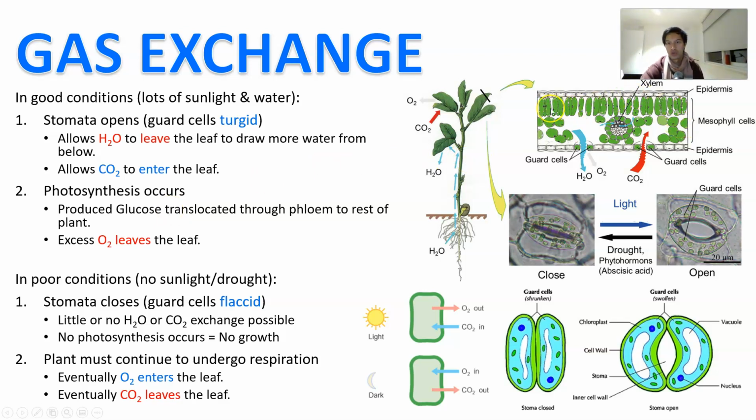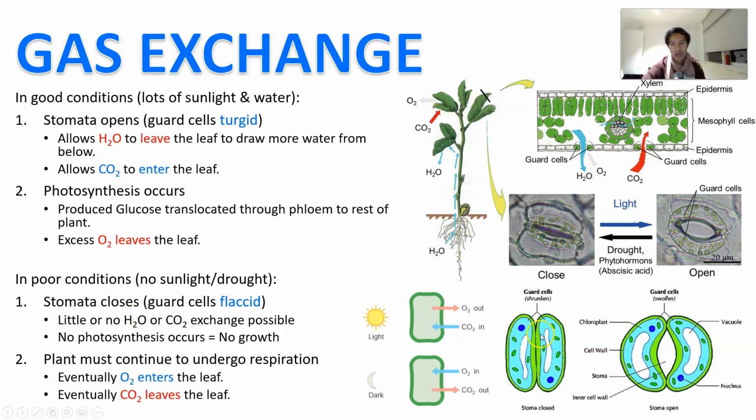So the glucose produced by these cells here is going to be transported into the phloem vessels in the vascular bundle and make its way down to the rest of the plant. And then any excess oxygen that is produced by those photosynthetic cells is going to leave the leaf. Now, the plant has to do a bit of a balance in this because you're not always going to have good conditions. Sometimes there are poor conditions in which there is either no sunlight or no availability of water, and the plant is going to experience drought. Now, when those things happen, the stomata is going to close.